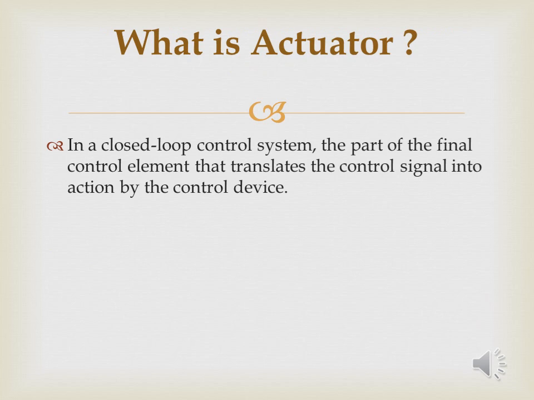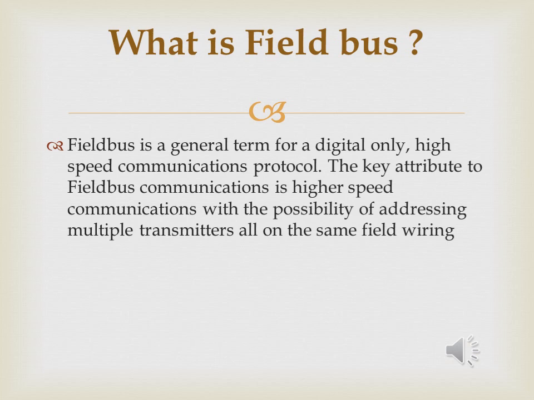What is process control? A process control is continuous changing of a process variable to desired variable according to the measured feedback variable from the process.